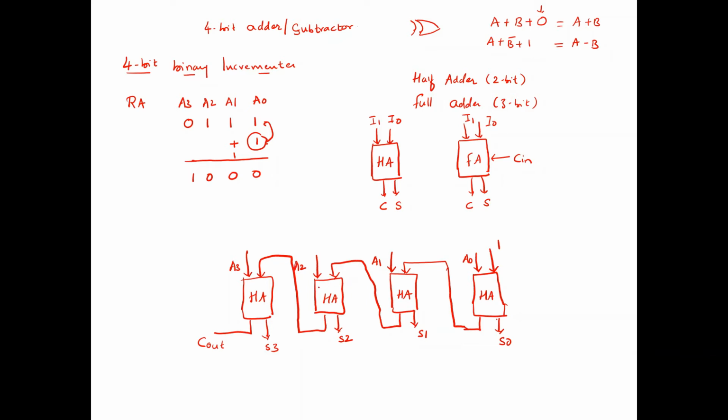Likewise, you can do a 4-bit binary decrementer also. What is a decrementer? The original value of the register must be subtracted by 1. So you can use a half subtractor. Design the hardware digital component. It is RTL, register transfer language. To write the register transfer language, we need to learn micro operations, how to write the micro operations, right? So that is the major objective of this unit.